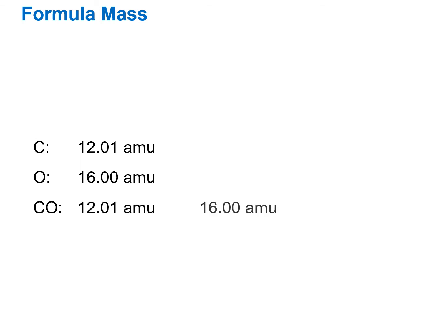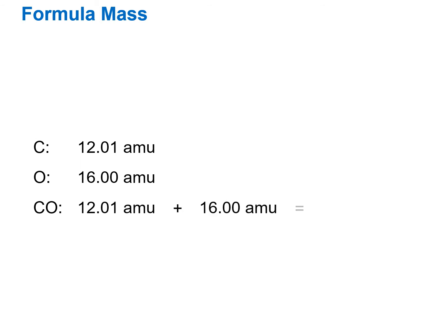So how do we come up with the mass of a formula? Well, you have to first of all know the mass of the elements that make it up. So let's look up the mass for carbon. Well, we know it comes in at 12.01 atomic mass units. We could do the same thing for oxygen, 16 atomic mass units. And what if we had a formula that looked like this? Carbon monoxide. Well, it has one carbon and it has one oxygen.